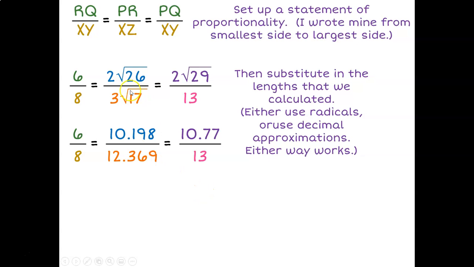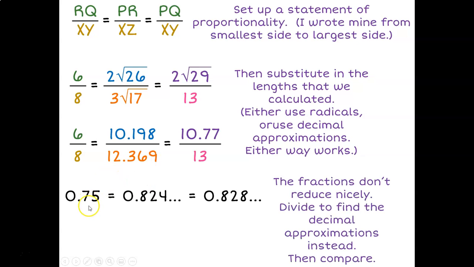Now you could either use the simplified radical forms, or you could use the decimal approximations. Technically, the simplified radical form is more exact, so it's a better way to go about it. But since our next step is to simplify these fractions, and they're so ugly, whether they have radicals in them or decimals in them, they're such ugly fractions to try to reduce, I'm not actually going to try to reduce the fractions the way that 6/8 reduces to 3/4. I really can't do that with the rest of these fractions. So instead, I'm just going to divide.